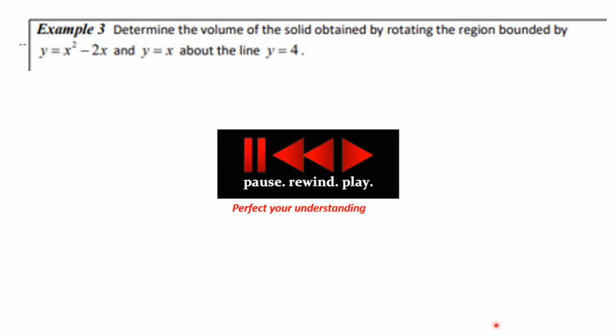Here's another example for you to consider. Determine the volume of the solid obtained by rotating the region bounded by y equals x squared minus 2x and y equals x about the line y equals 4. You know what to do. Let's see how you did.